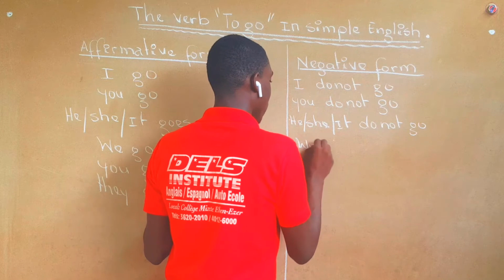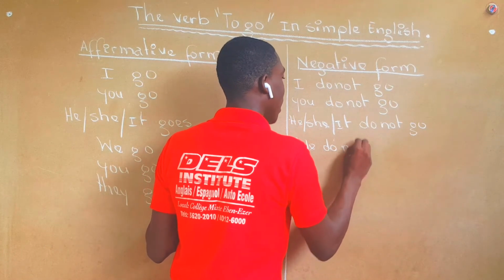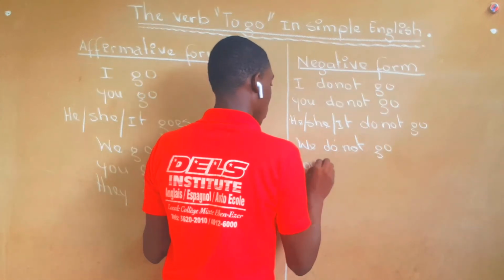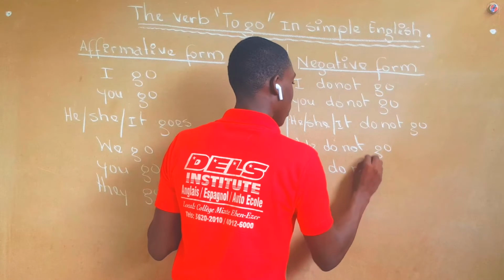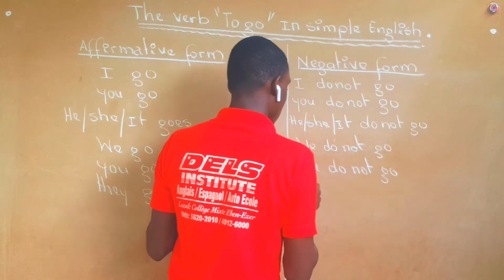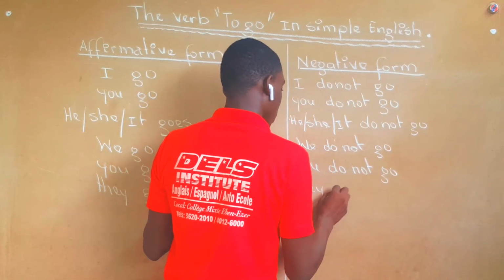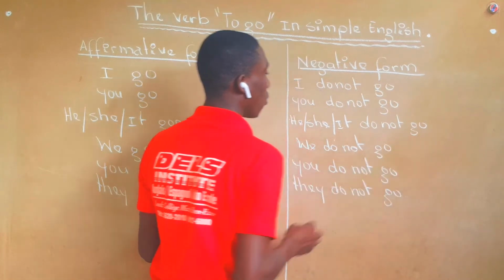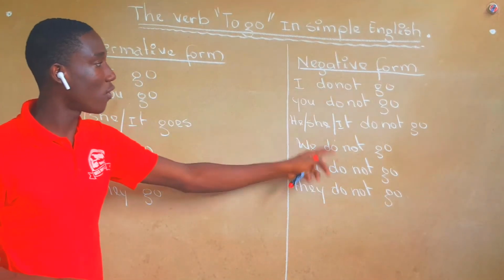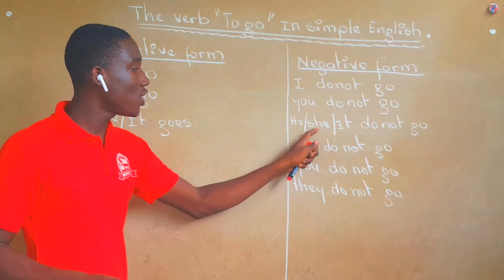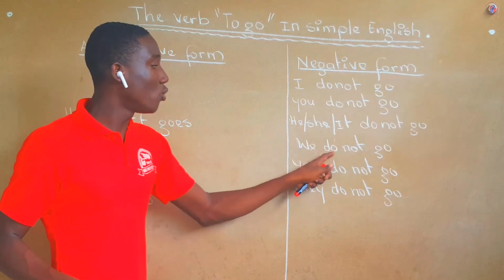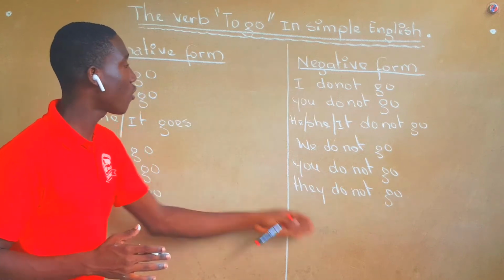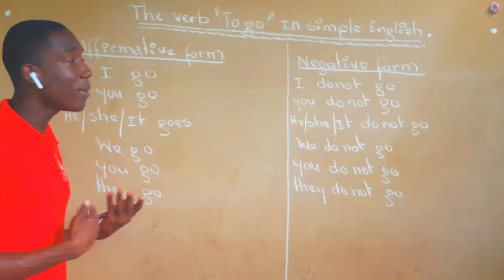It's we do not go. You do not go, and they do not go. This is the negative form. I do not go, you do not go, he, she, it do not go, we do not go, you do not go, and they do not go. This is the negative form, and this is the affirmative form.